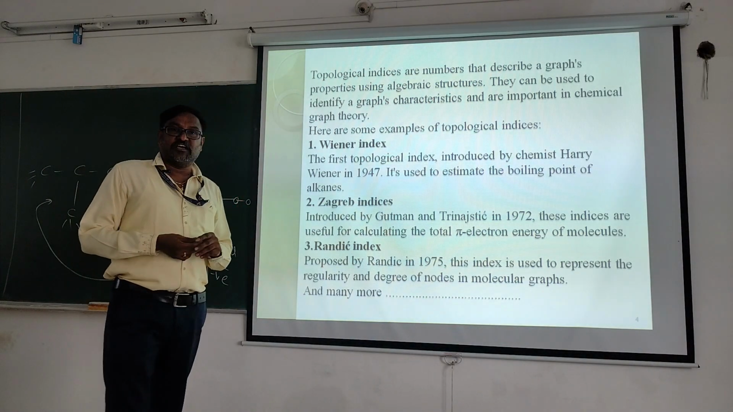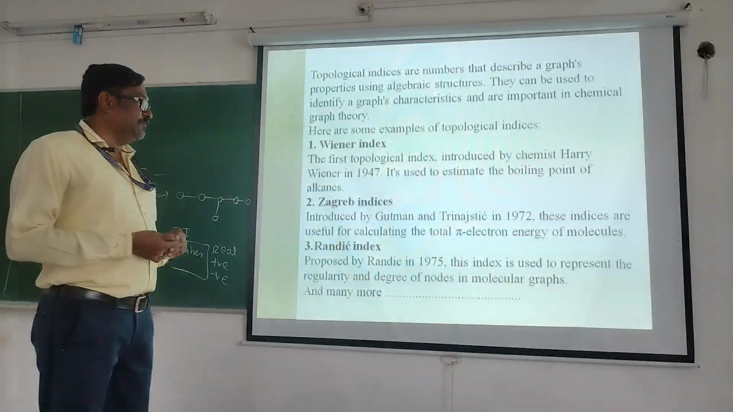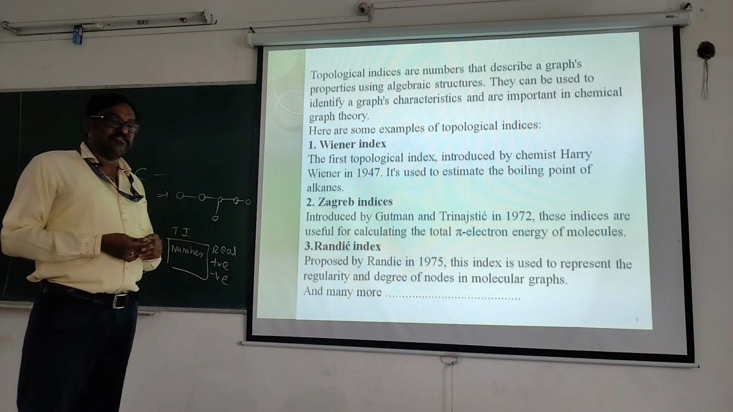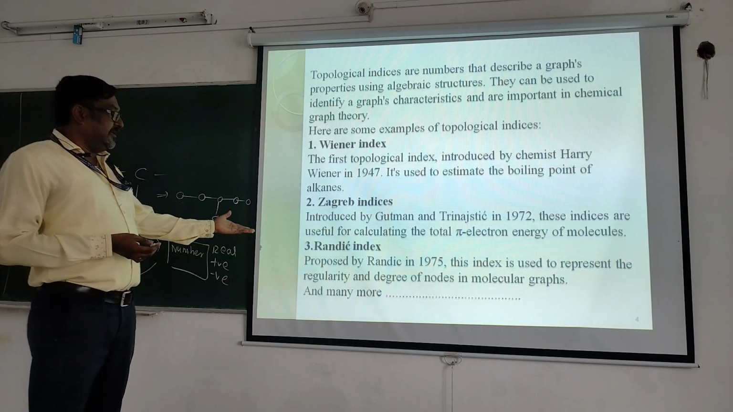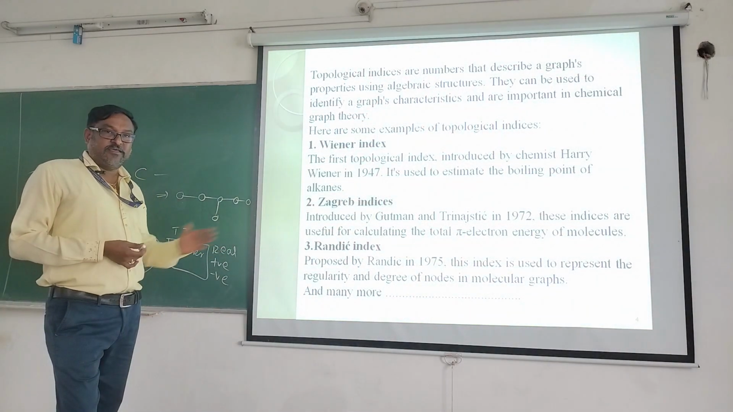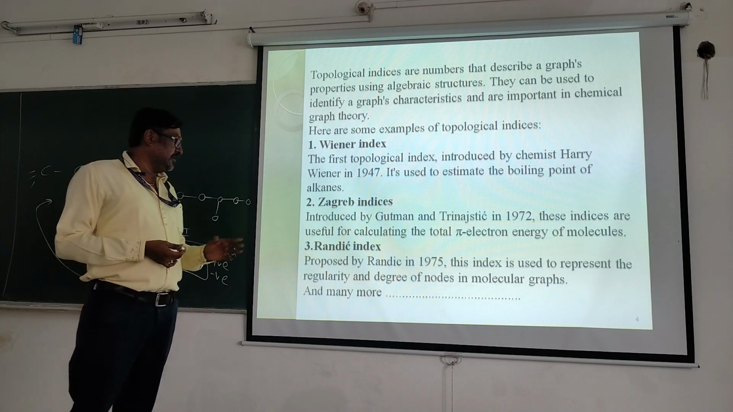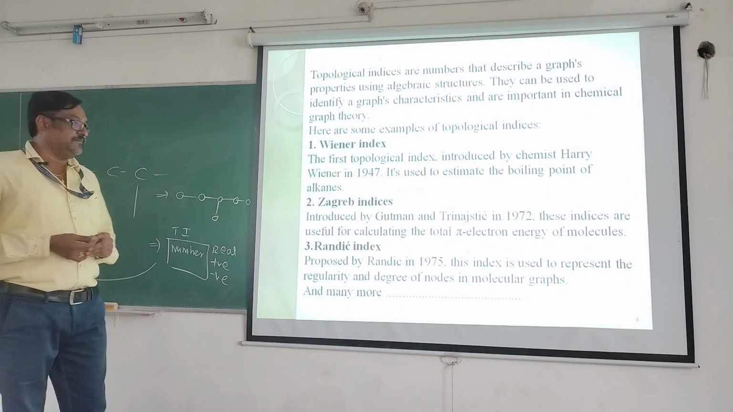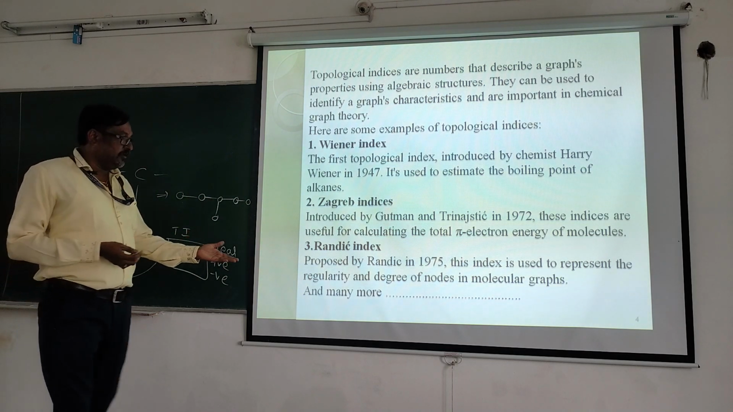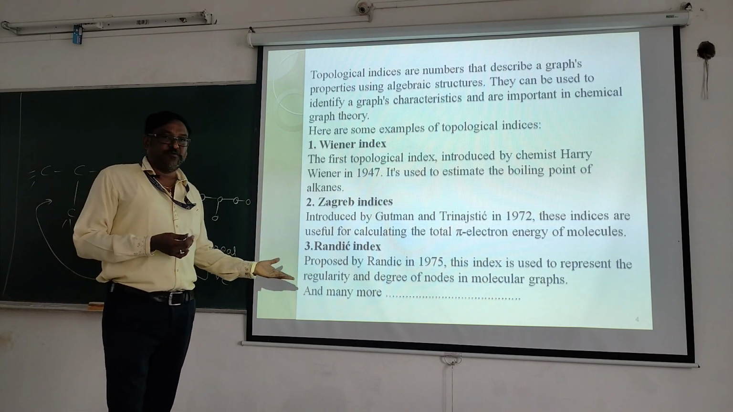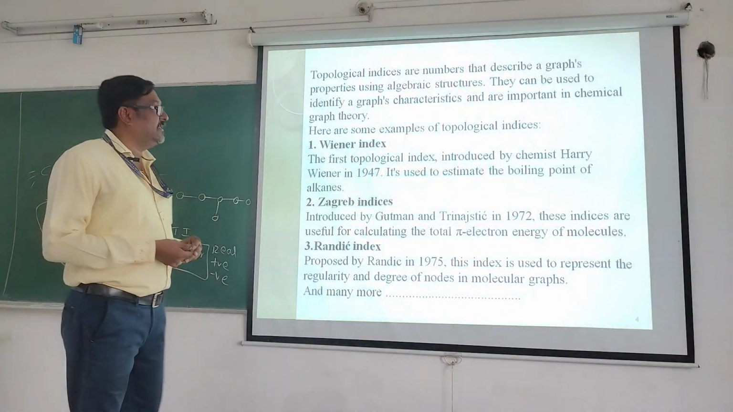The second index is the Zagreb indices, which were introduced by Gutman and Trinajstic in the year 1972. These indices are useful in calculating the total pi-electron energy. Similarly, the Randic index, introduced by Randic in the year 1975, helps us to find out the regularity and degree of the nodes of molecular graphs. Like that, till now more than 1000, approximately 3000 plus topological indices have been open for study.